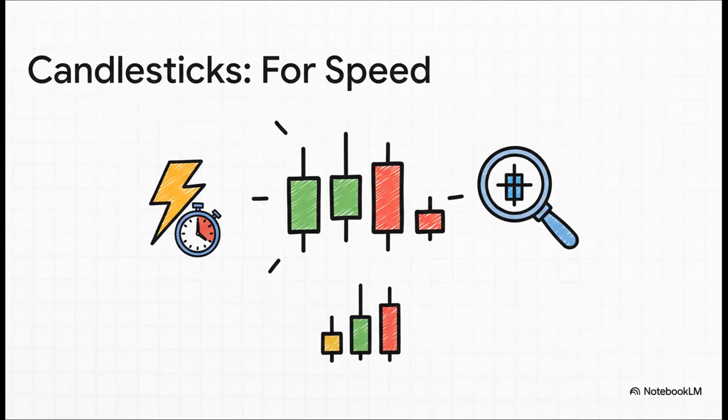So if your game is all about speed, I'm talking to the day traders, the scalpers out there, then candlesticks are your go-to. You absolutely need that real-time, down-to-the-penny price data. And here's another thing. All those classic chart patterns you've learned about, like a doji or an engulfing pattern, they only really show up and work on a traditional candlestick chart.